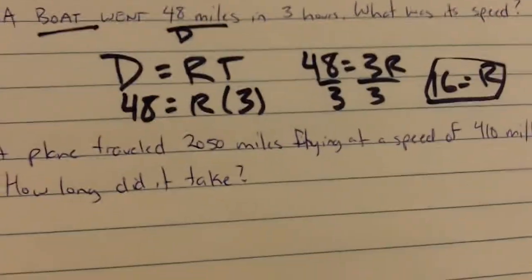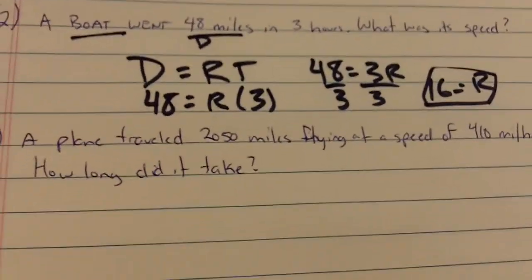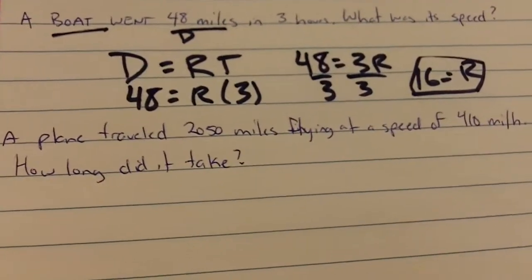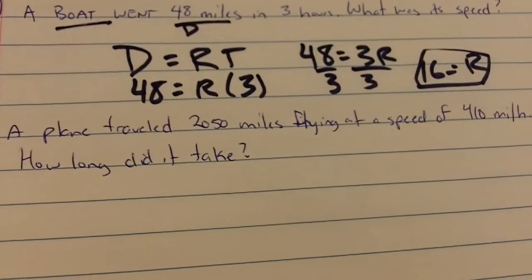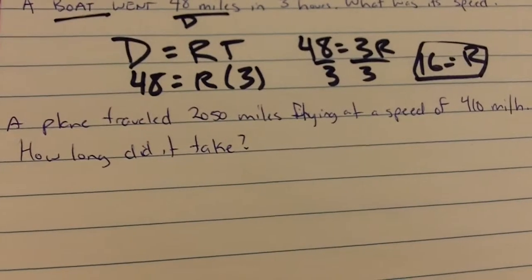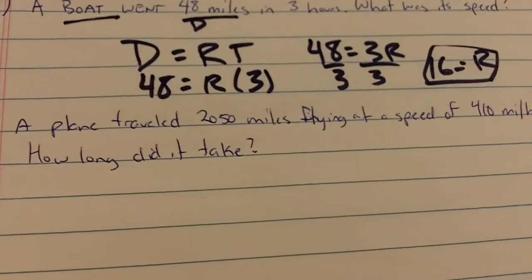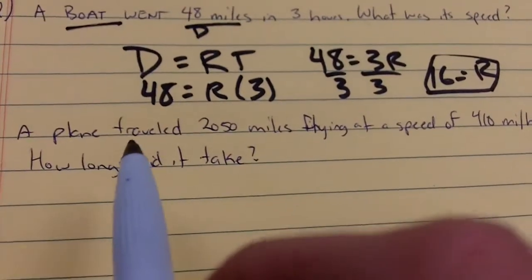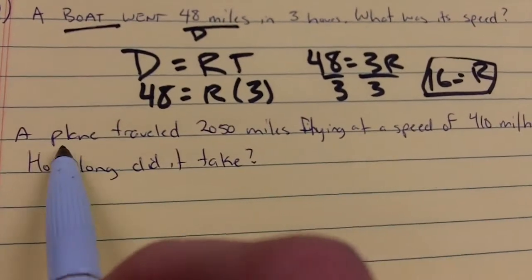Next problem. A plane traveled 2,050 miles flying at a speed of 410 miles per hour. How long did it take? Is this a distance equals rate times time problem? Absolutely. How do I know? Because they're talking about something traveling. Is it one thing? Is it more than one thing? It's one thing. It's just a plane.